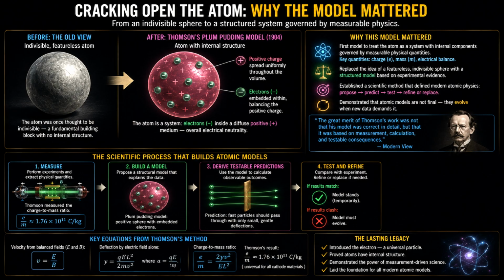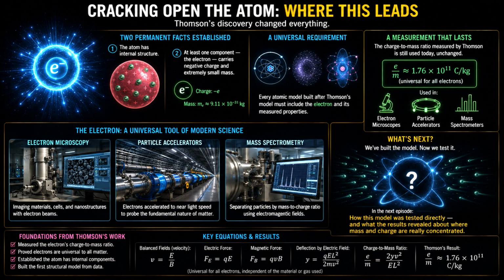Thomson's measurement of the electron's charge-to-mass ratio remains, to this day, taught as the canonical example of how to extract structural information about something you cannot directly observe. Thomson's work established two permanent facts about the atom. It has internal structure, and at least one of its components, the electron, carries negative charge and extremely small mass. Every atomic model built after this one, no matter how different, had to account for the electron's existence and its measured properties. The charge-to-mass ratio Thomson measured is still used today, unchanged, in particle accelerators, electron microscopes, and mass spectrometers.